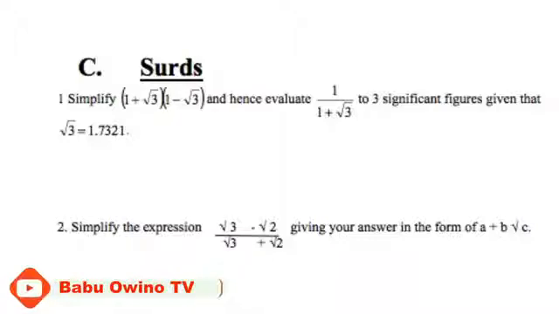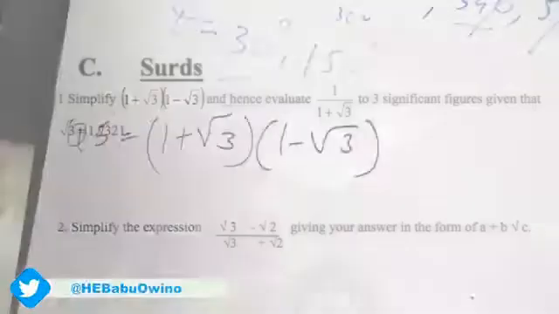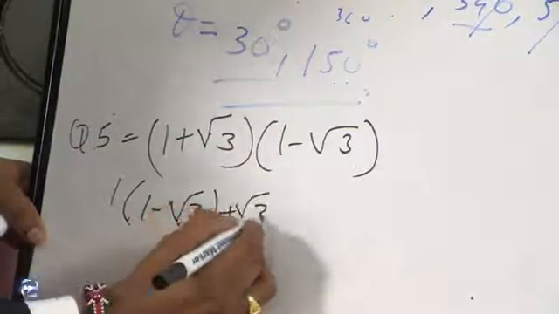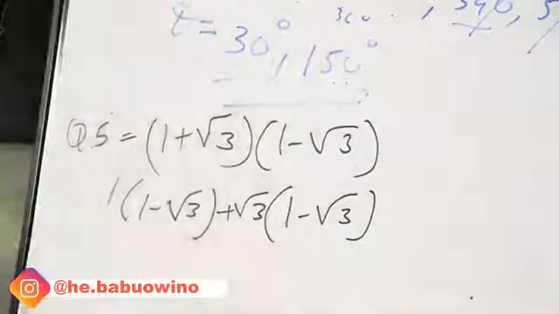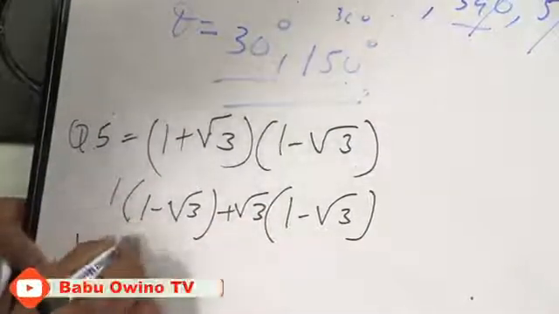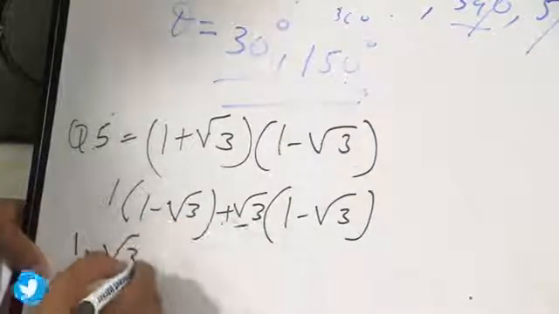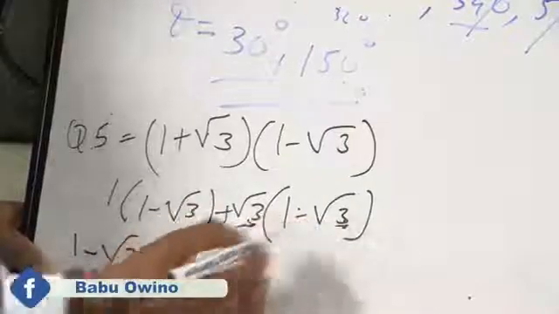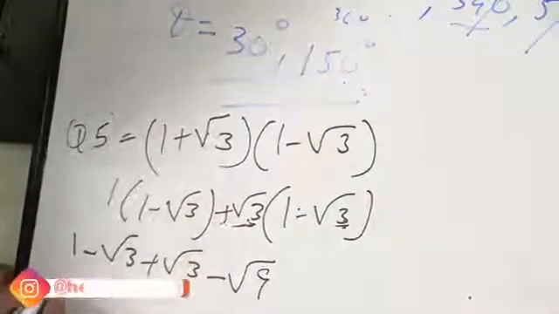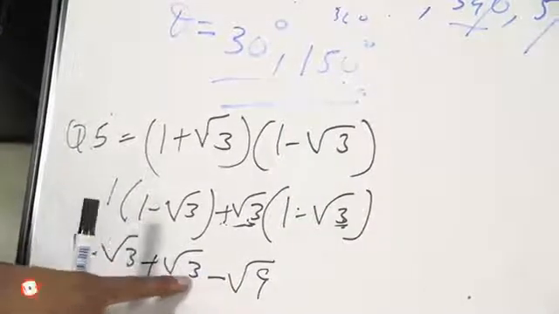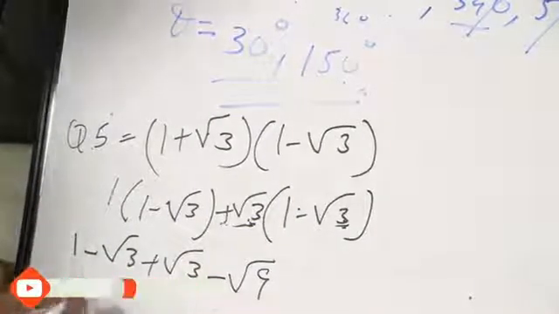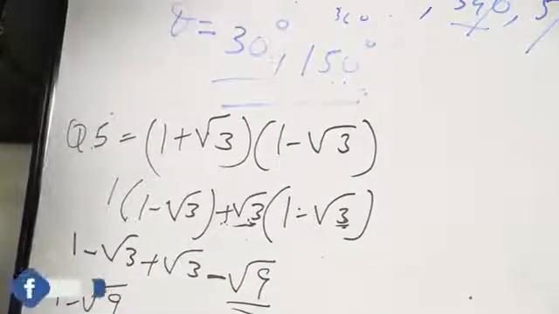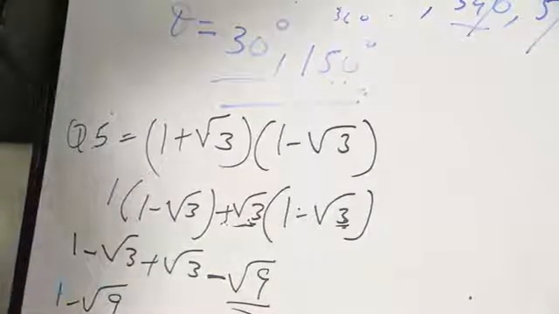1 plus root 3 and 1 minus root 3, these surds are conjugates of one another. Therefore, you just expand it. When you expand it, you write 1 into 1 minus root 3 plus root 3 into 1 minus root 3. 1 times 1 is 1, minus 1 times root 3 is root 3, plus root 3 times 1 is root 3. Then plus times minus is minus: root 3 times root 3, just multiply what's inside the roots, that is root 9, which is 3. Therefore, 1 minus root 3 plus root 3 is 1, minus root 9. 1 minus 3 is minus 2.